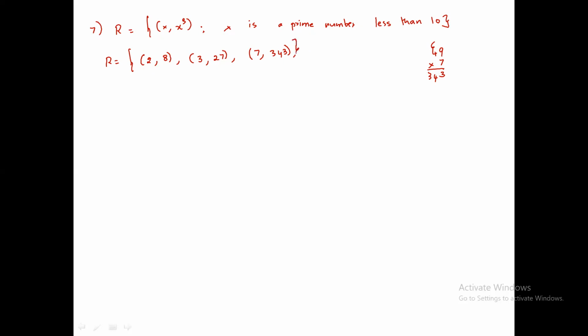So you have to take prime numbers less than 10. That is what they have asked. They did not ask anything about domain, range, codomain. They just asked you to write in roster form.